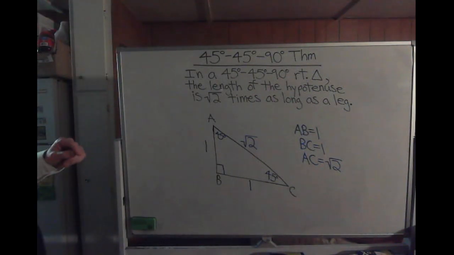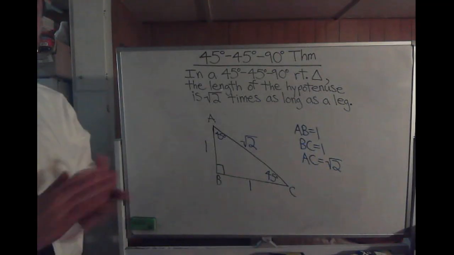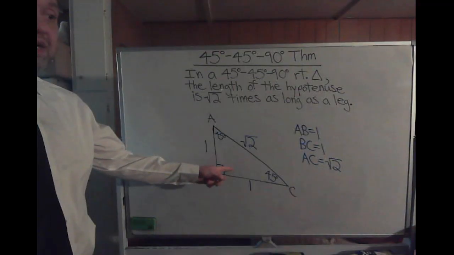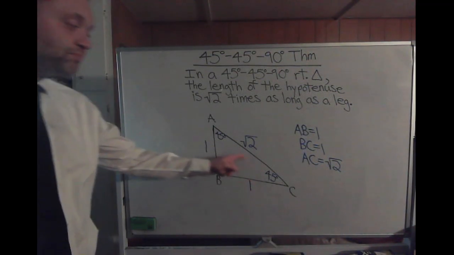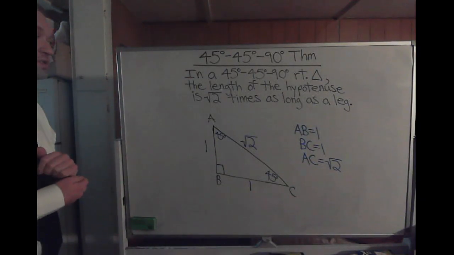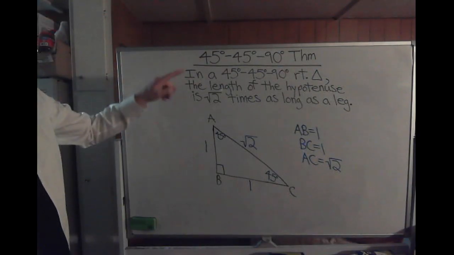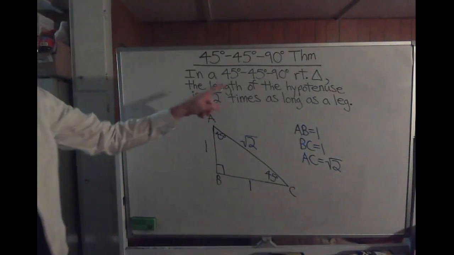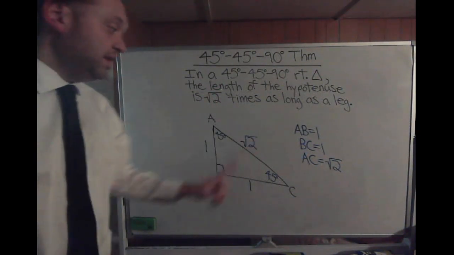So up first here, we have what's called a 45-45-90 right triangle. Well, what is a 45-45-90 right triangle? It's a right triangle, of course, meaning it has a 90-degree angle, but both of the acute angles are 45 degrees. So both of the acute angles are the same. And here we have the 45-45-90 theorem. This theorem states that in a 45-45-90 right triangle, the length of the hypotenuse is the square root of 2 times as long as a leg.